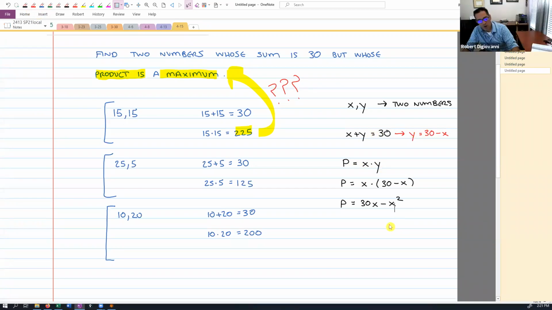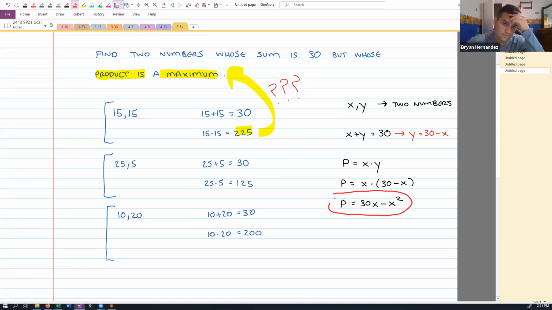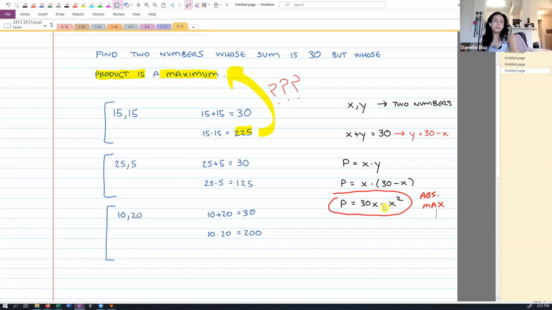I would like to know, when you have the absolute maximum of this, what's the absolute maximum that this can be? That's the question that I'm asking you. What's the absolute maximum that product can be? So now you ask yourself, is P a function? Is it a continuous function? It's a polynomial, right? Yes.